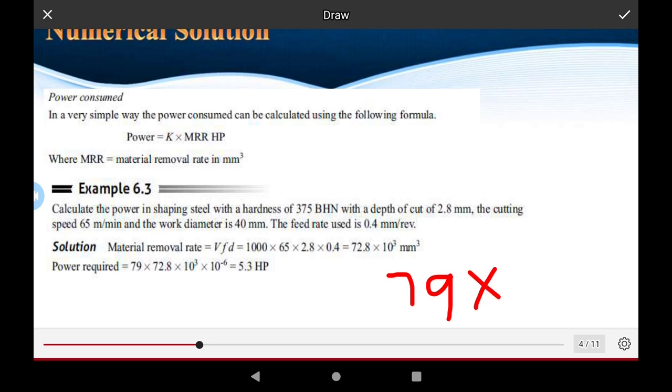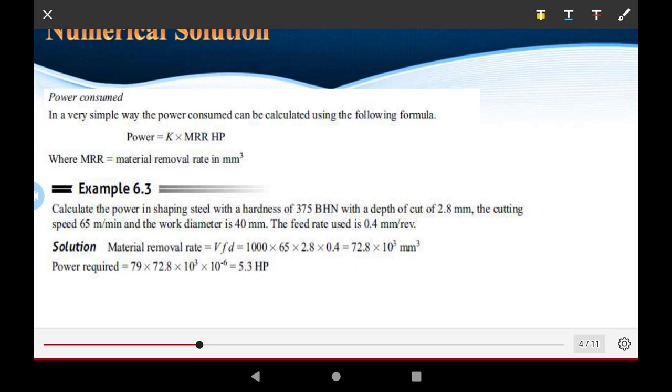This is the metal removal rate of 72.8 into 10 power 3, in mm cube, which is 10 power minus 6 for meter cube. So solving and calculating this value, it is 5.3 horsepower. Okay, horsepower.